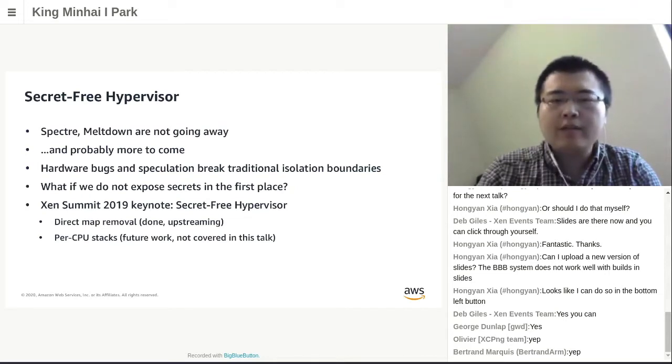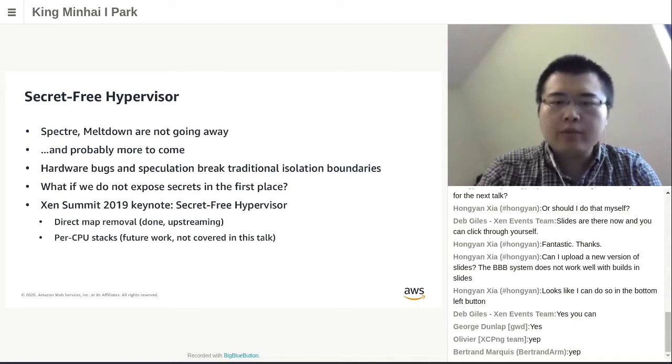In last year's Xen Summit, we rethought the design of Xen. Can we just not expose those secrets in the first place? If we want to access some part of secret memory, we map and unmap that memory on demand, so we don't permanently map it all the time. This was the idea of the Xen Summit last year.